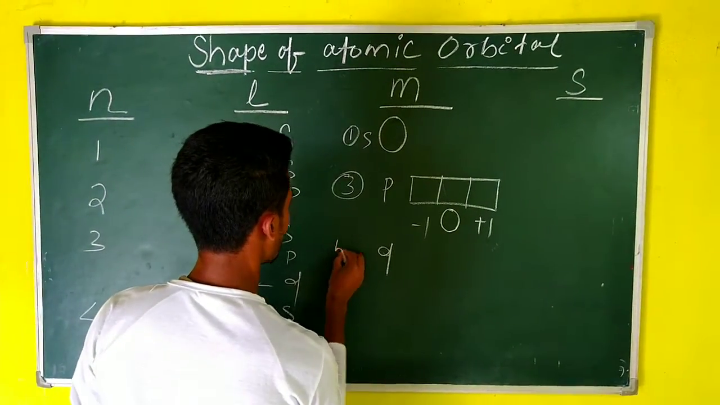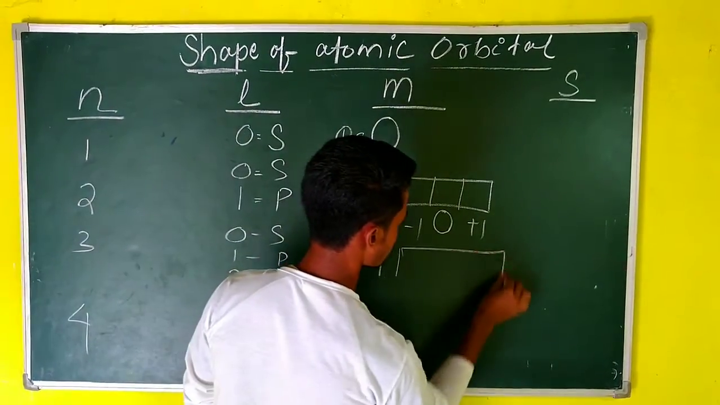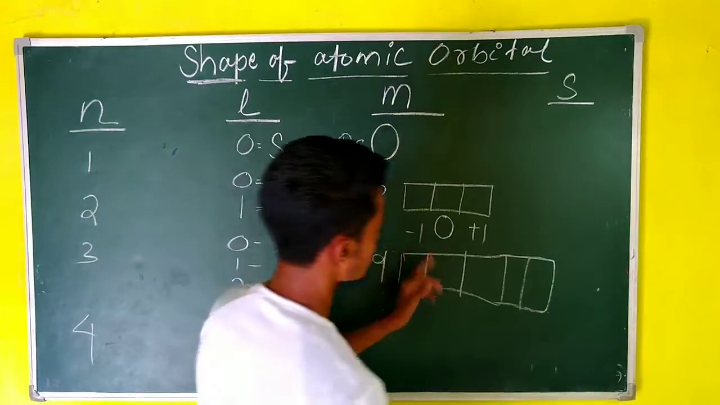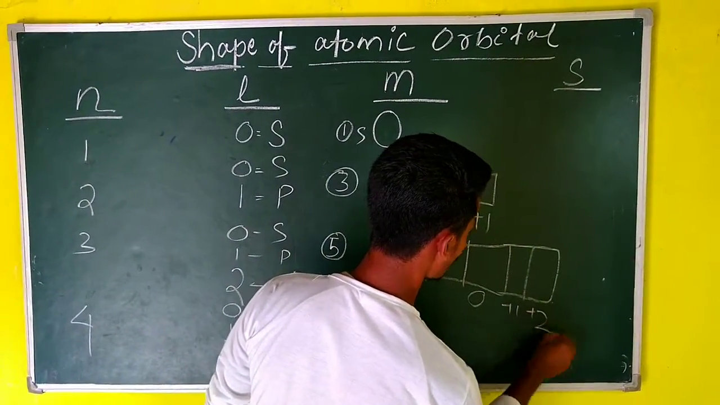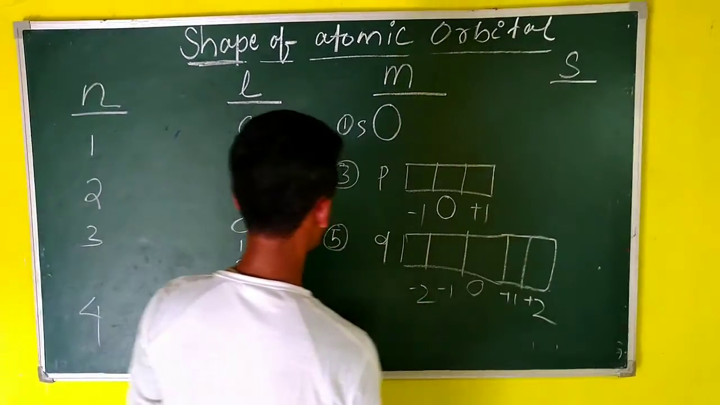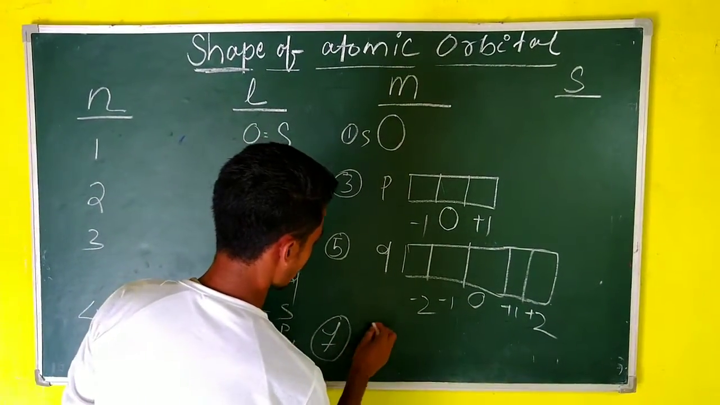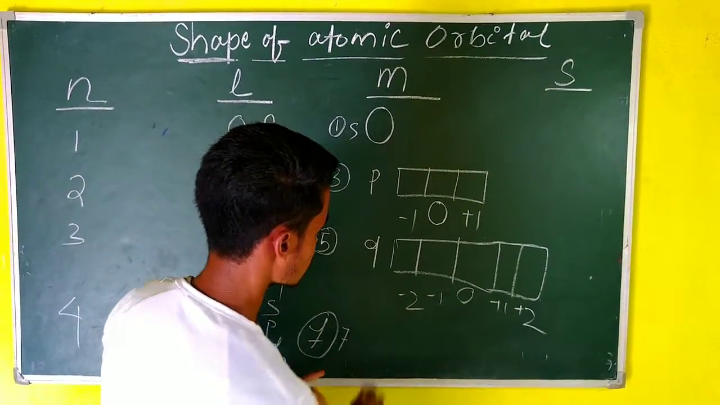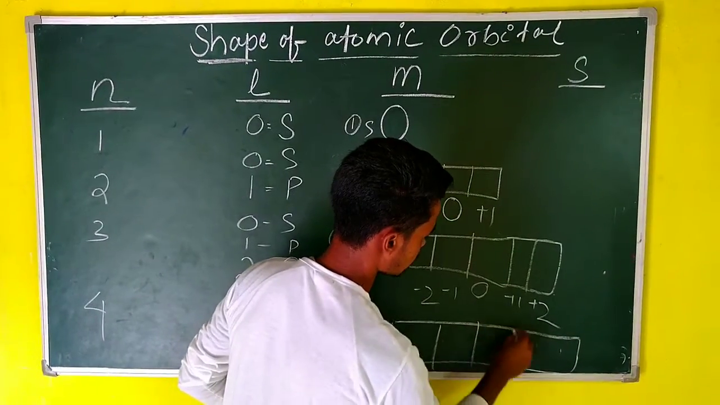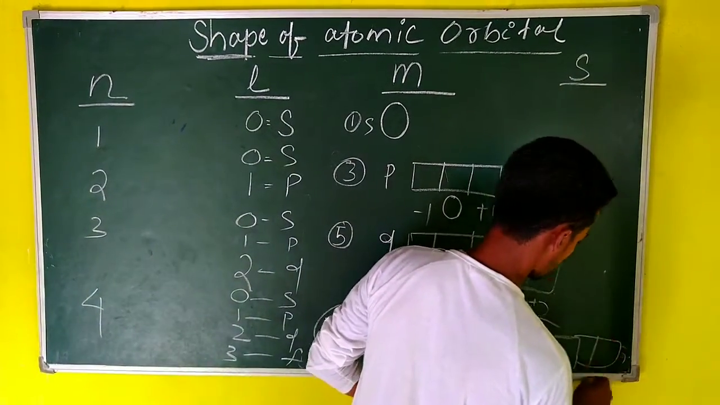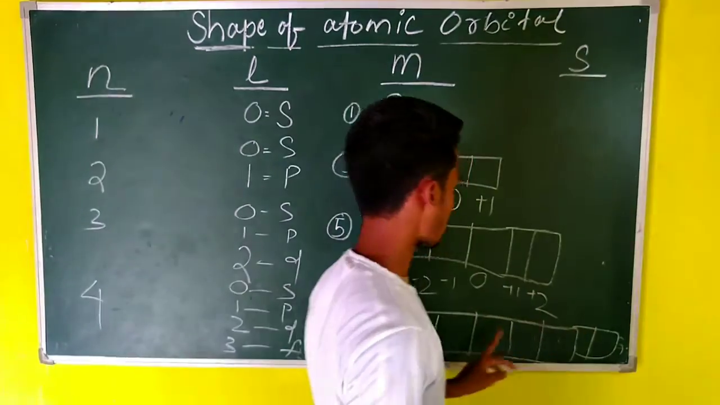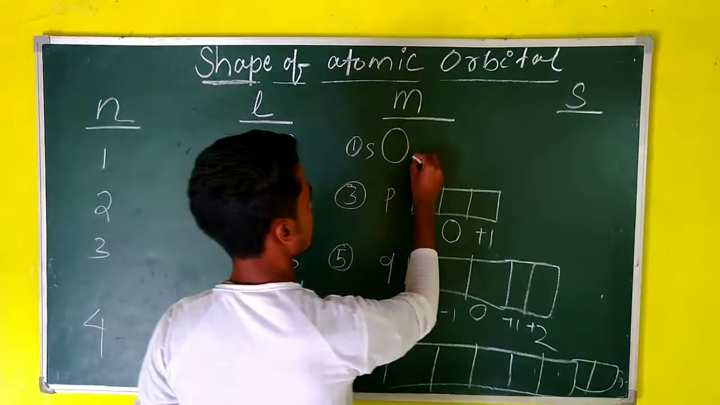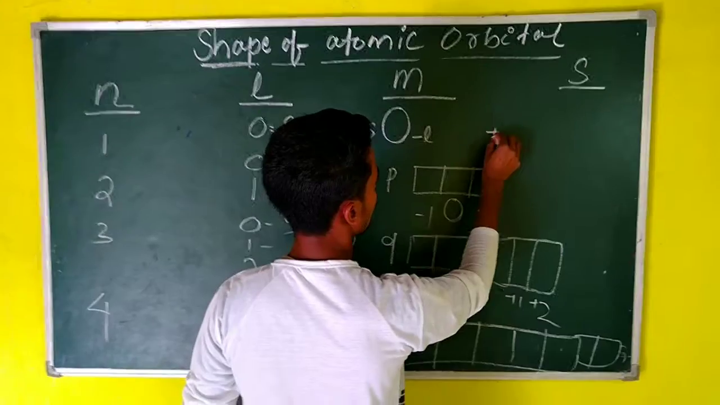The d subshell has 5 orientations, means 5 orbitals: 1, 2, 3, 4, 5. In the middle the orientation is 0, then plus 1, plus 2, then minus 1, minus 2. Then f has 7 orbitals. In the middle 0, plus 1, plus 2, plus 3, minus 1, minus 2, minus 3. And the formula to calculate the orientations is magnetic quantum number from minus l to plus l.